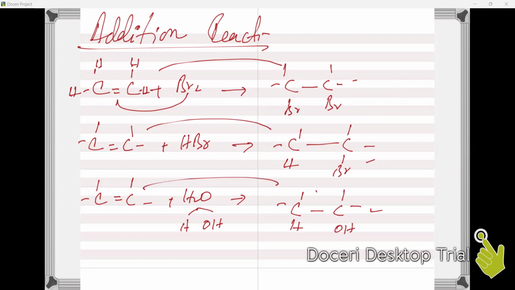So I gave you those 10 reactions in the beginning. You can always go back and check, if you are reacting an alkene with something, an addition reaction is happening and you're getting that product.